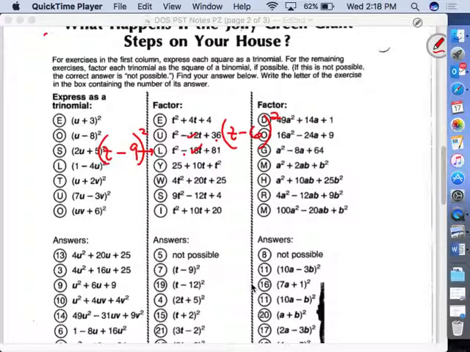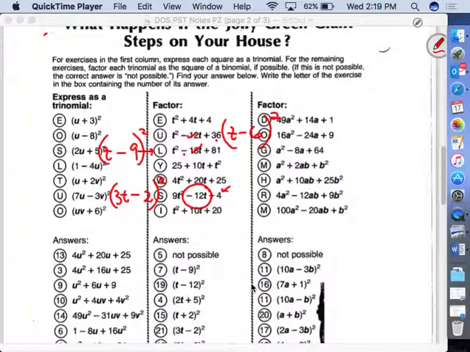Let's look at letter S. The square root of 9t squared is 3t. The square root of 4 is 2. Operation in the middle is subtraction. 3t times 2 is 6, or negative 6 in this case. Negative 6 times 2 is negative 12. So it's generating the pattern.